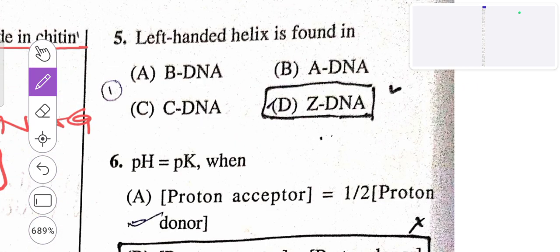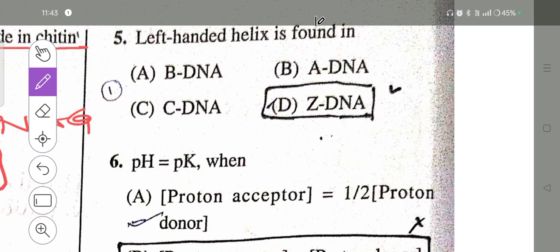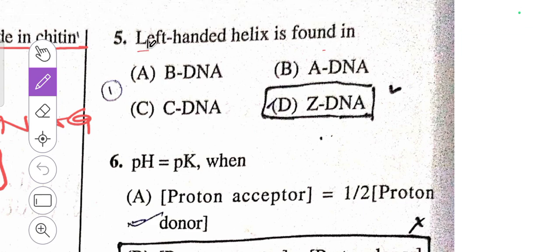Next, so left-handed helix is found in, that is Z-DNA, where you will come across a left-handed helix, whereas other these DNAs, they are all right-handed helix. So D is the right answer for this question.